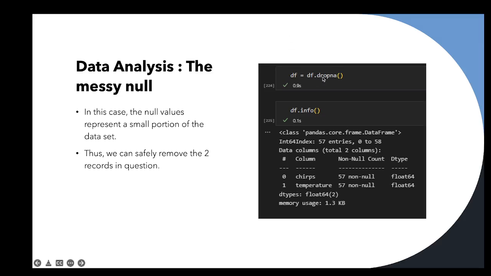After we've dropped that using the dropna functionality of Python Pandas, we have 57 non-null rows. Keep in mind again that it does include the attribute row, so we have 56 records that we're going to be looking at.